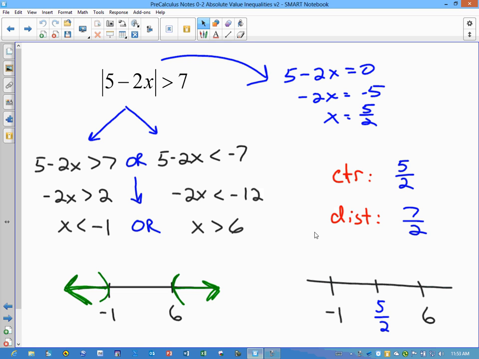And since our distance is going to be greater than that, I want everything that's outside of the 7 halves distance. So again, I want everything to the right of and everything to the left of those critical values. And like before, I'm not including the endpoints. That's why I have the parentheses, because there is no "or equal to." All right, so we have the analytic approach, we have the geometric approach, and we're done.